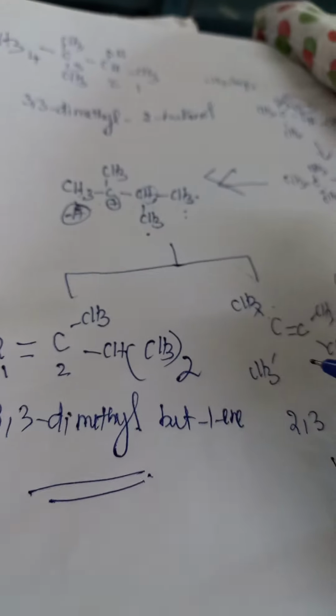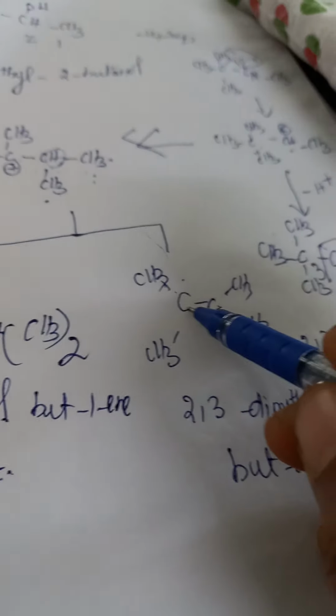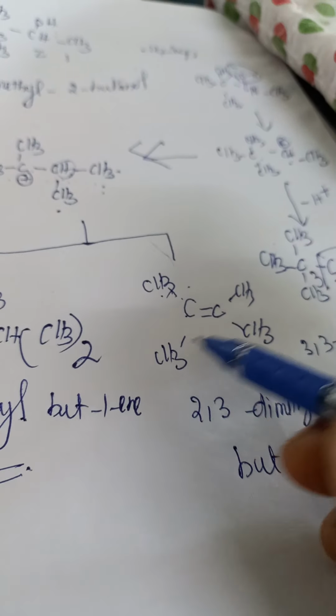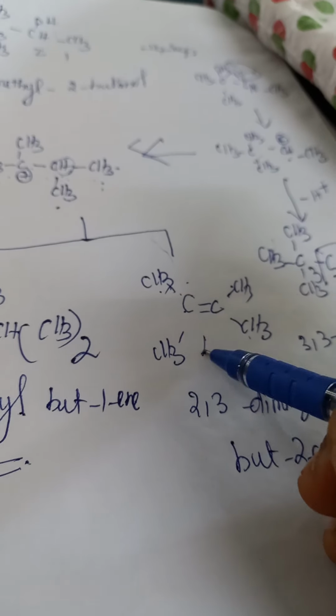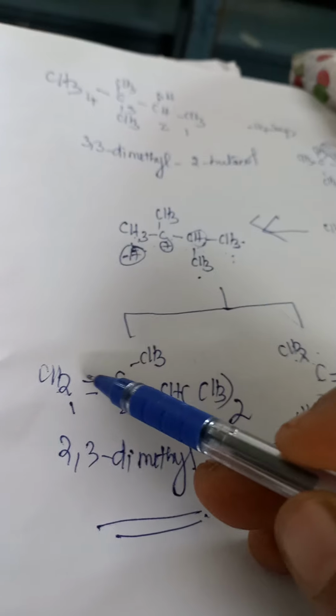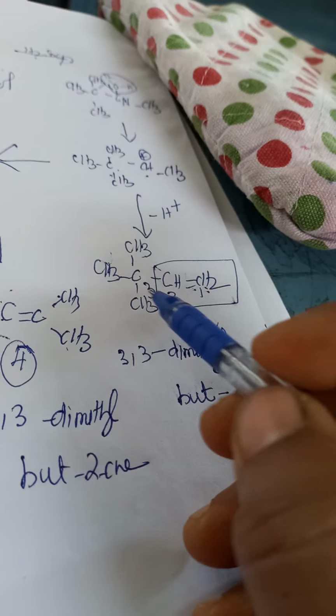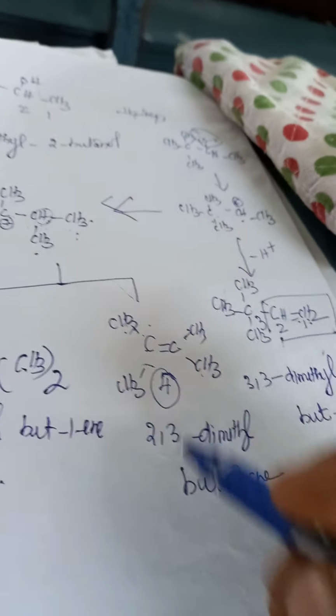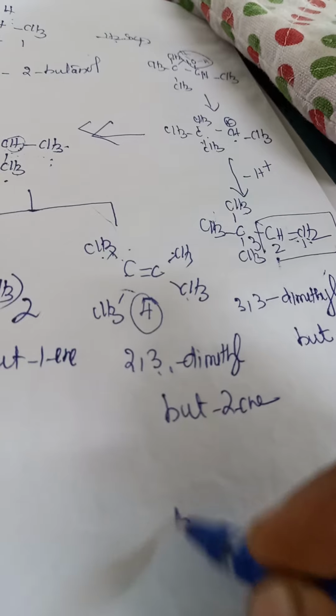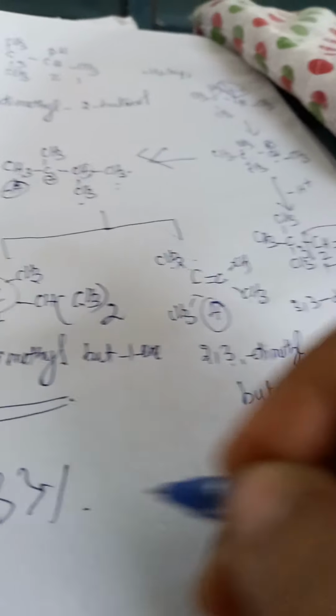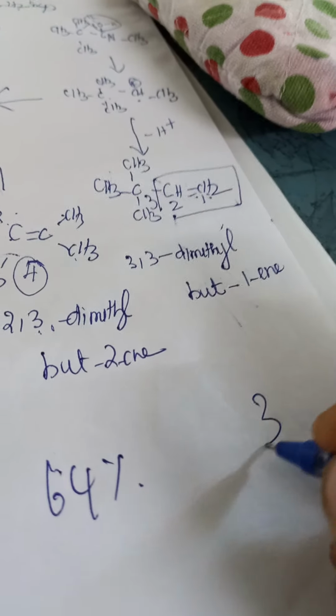Now which is the major product? See here, this carbon has 4 alkyl substituents. This carbon, you see, has 1, 2. This carbon has only one. So which is the major product? This is the major product. 64% we are getting. This is 33% we are getting. Here 3% we are getting.